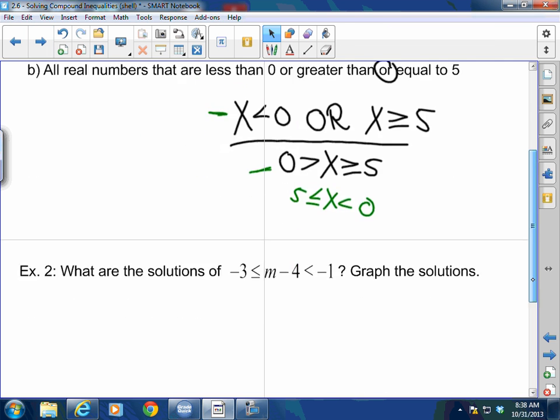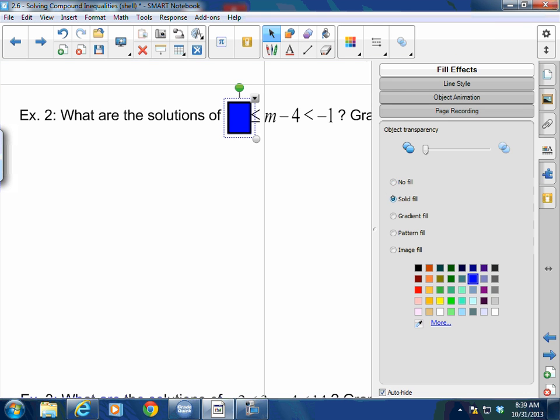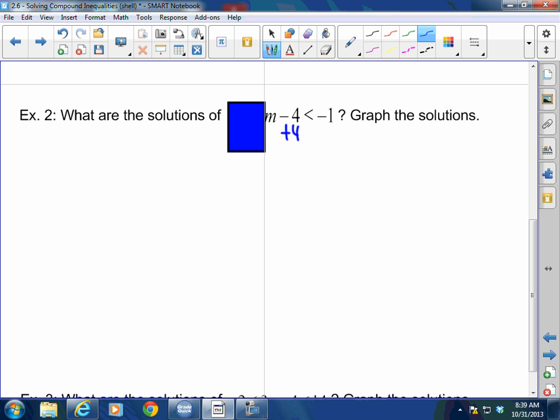All right, let's continue. What are the solutions now of BAM? I got negative 3 less than or equal to m minus 4, which is less than negative 1. Whoa, wait a second. What do we do here? Actually, really simple, guys. Let's think about this for 1 second. If it was just like this, m minus 4 is less than negative 1, wouldn't I just add 4 to both sides and be done with it? Right? You guys with me?